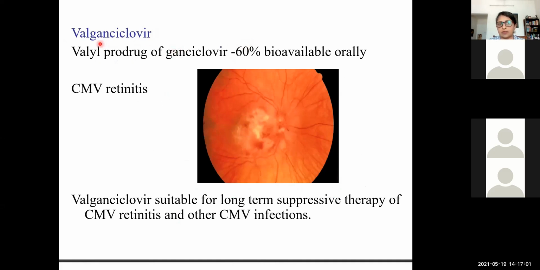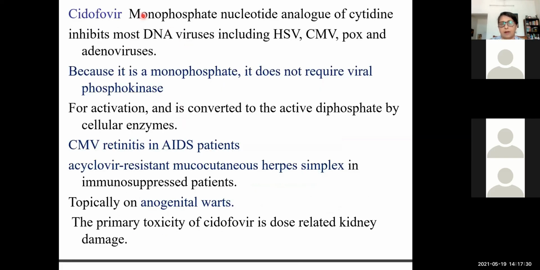Another drug is valganciclovir. The first one was ganciclovir; this is valganciclovir. It is a valyl ester prodrug of ganciclovir. Again, it is used in CMV retinitis, and it is used for the long-term suppressive therapy of CMV retinitis and other CMV infections. So for cytomegalovirus infection, we have ganciclovir and valganciclovir.